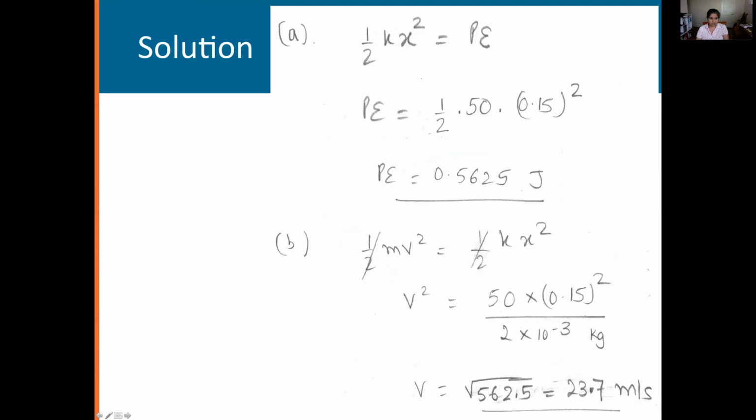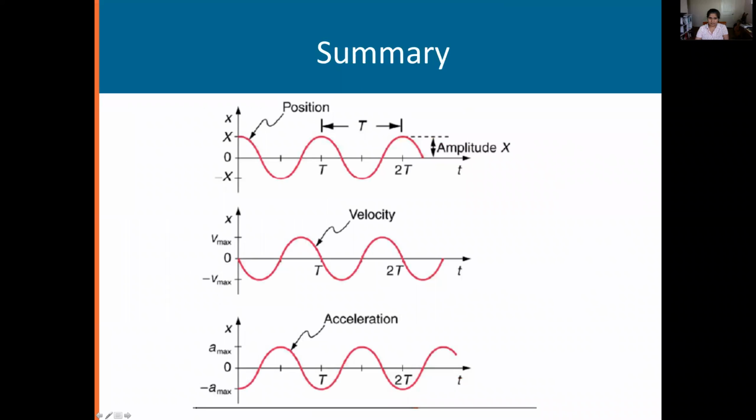And that should allow you to calculate your potential energy in part A as 0.56 joules, and in part B, your velocity as 23.7 meters per second.